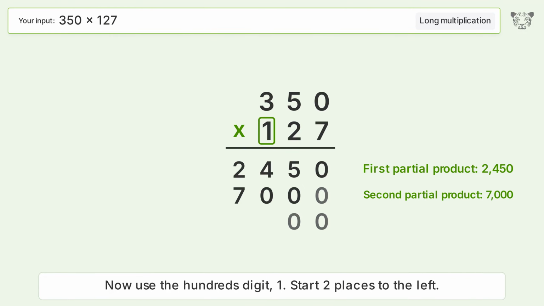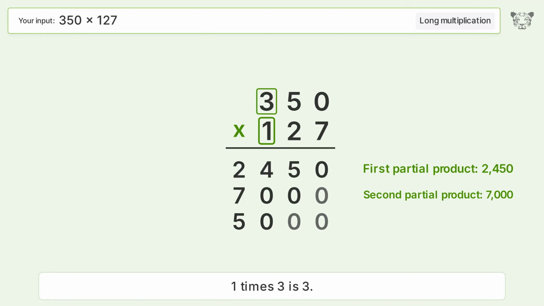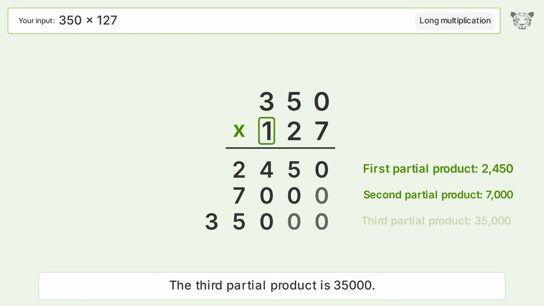Now use the hundreds digit, 1. Start two places to the left. 1 times 0 is 0. 1 times 5 is 5. 1 times 3 is 3. The third partial product is 35,000.